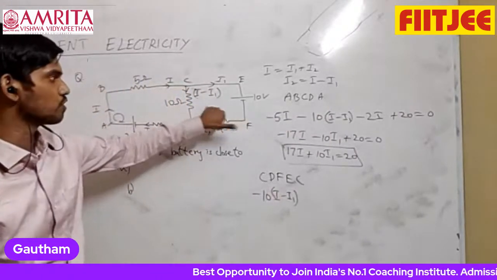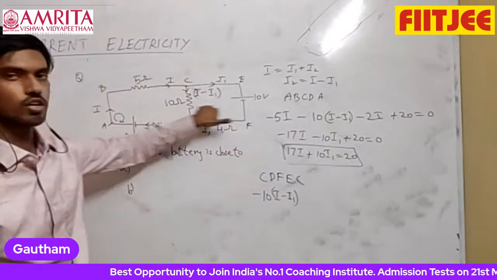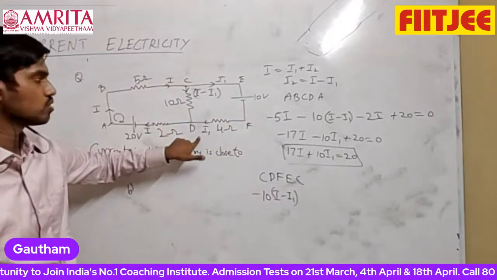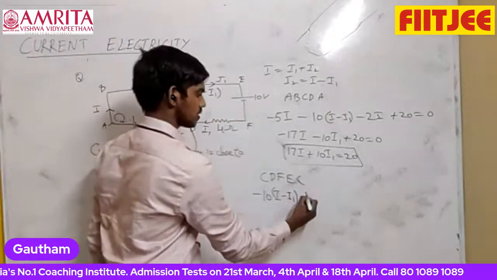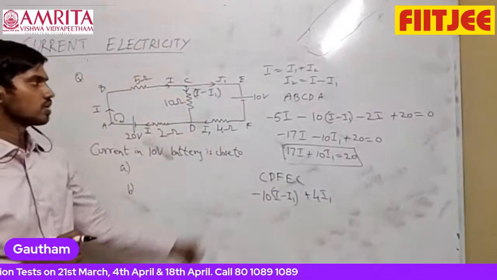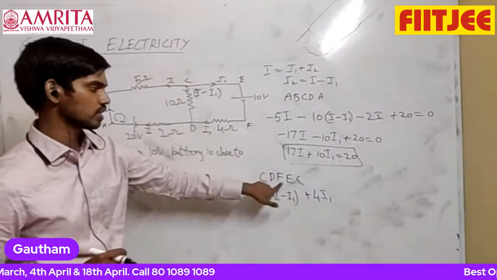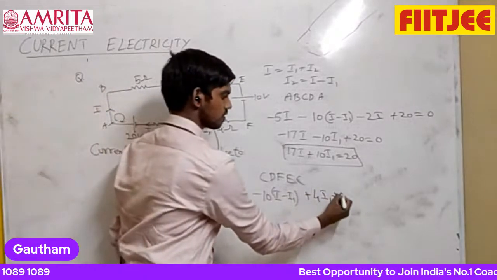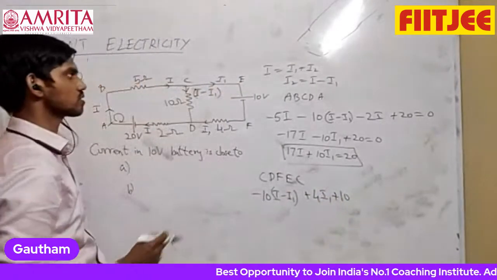Now if you see, from D to F, when you are going in this direction, you are going opposite to the assumed current value. So you have to do plus I1, 4I1, current into resistance. And then you are going from F to E, from negative to positive terminal. So potential will increase by 10 volt.